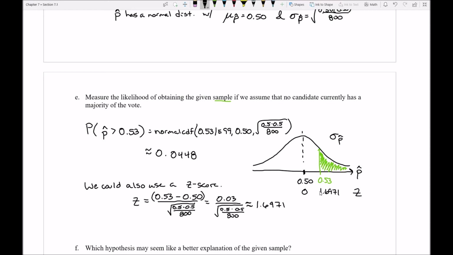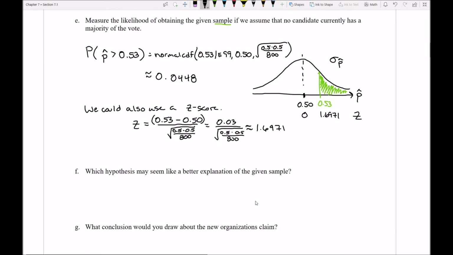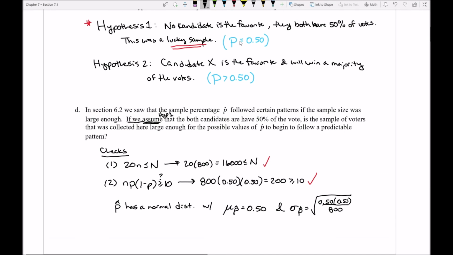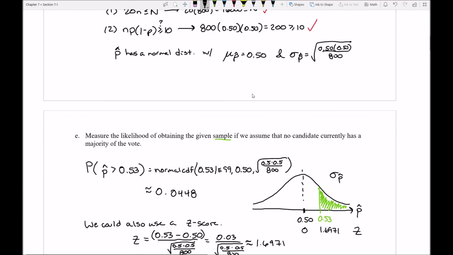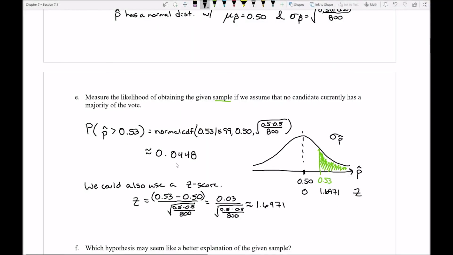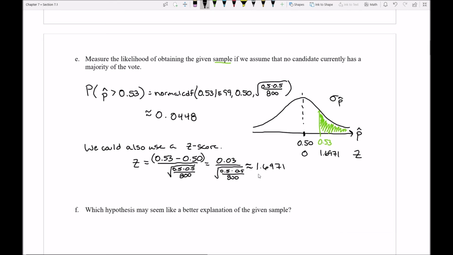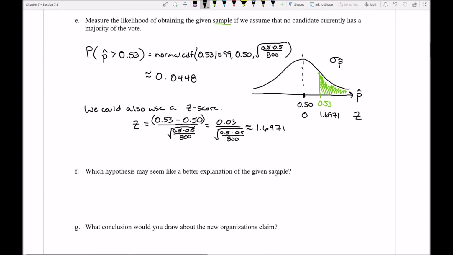So both of these numbers, the probability and the z-score, are going to help me answer part F. Which hypothesis may seem like a better explanation? Well, if we're trying on hypothesis 1, we're saying, let's pretend that the percentage is 50%. Then, how weird would it be to get our sample? And our answer is, it seems like that's not a very likely probability. It's kind of weird to get that sample. From the z-score, that's kind of entering the rare zone. It's over 1.5 standard deviations away, so it's kind of rare. So we're trying on that first hypothesis, and it doesn't seem to be fitting well.